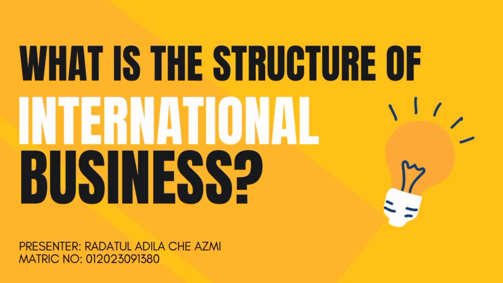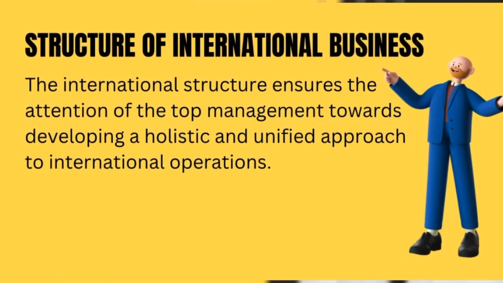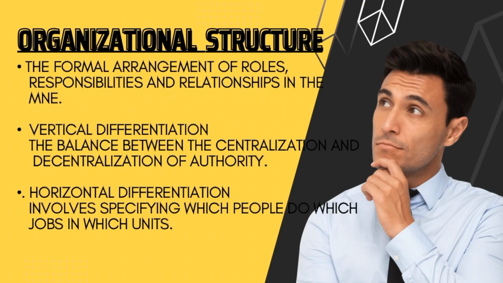What is the structure of international business? The structure of international business is the international structure which ensures the attention of the top management towards developing a holistic and unified approach to international operations. There are 7 business structures in international business law.